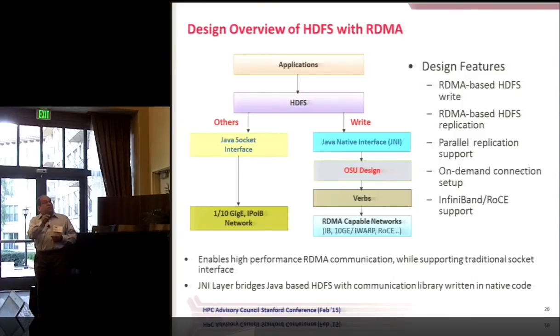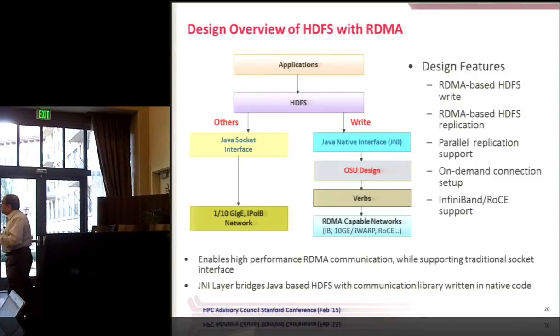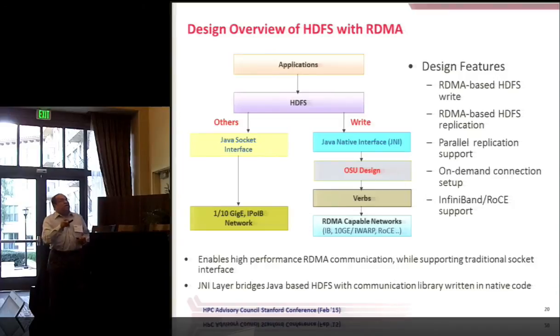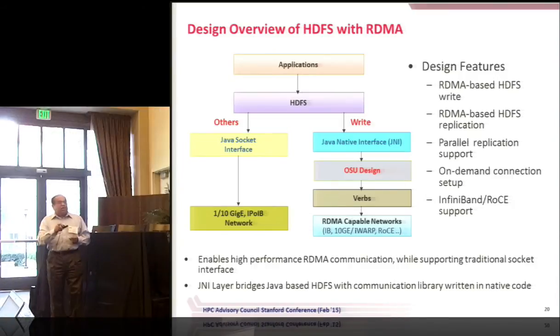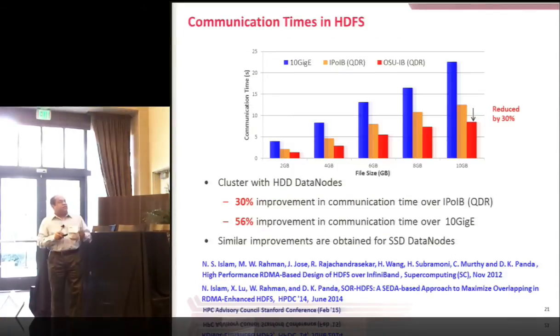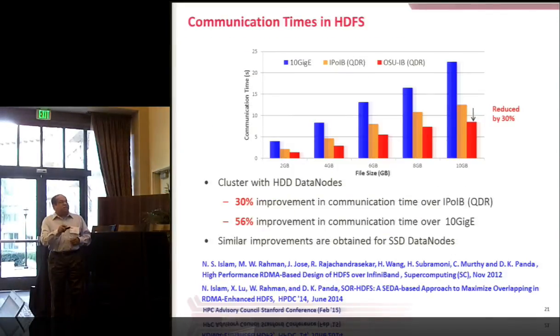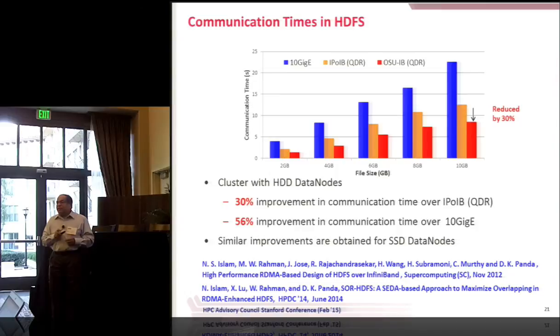And of course, we only optimize the critical data path. There are other communication paths which are not critical. We have not changed those things, so they still go over the sockets. Then of course we have parallel replication support, and on-demand connection to make it much more efficient. This design we presented at Supercomputing 2012. And then the second generation design we presented last year at HPDC. So the latest release has the second generation design.